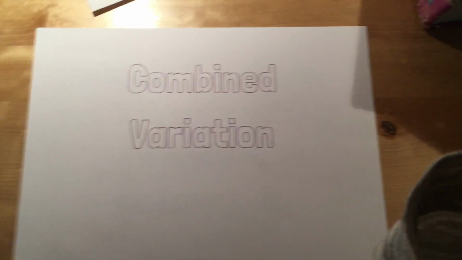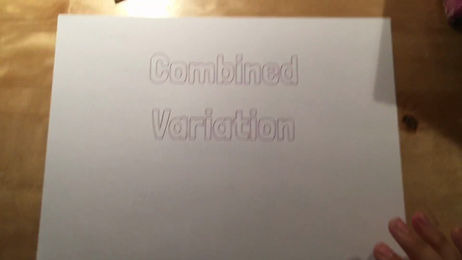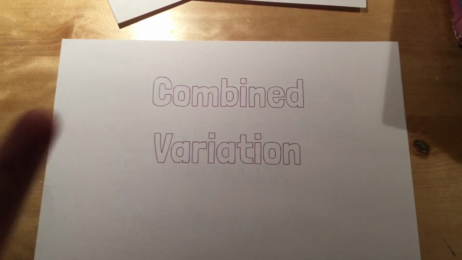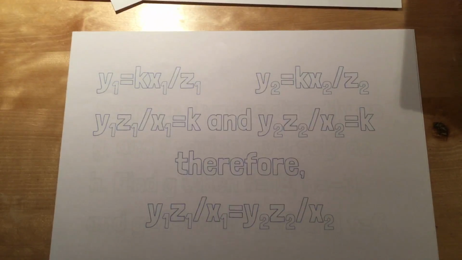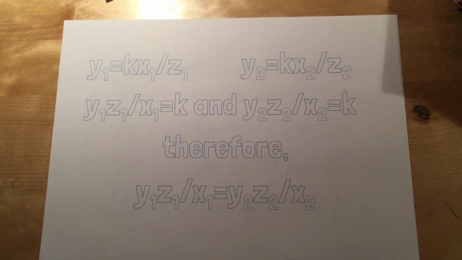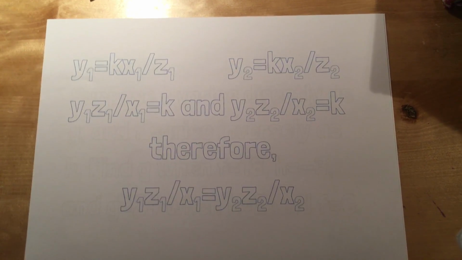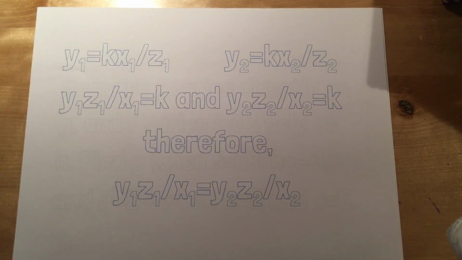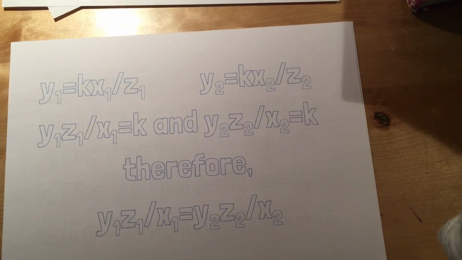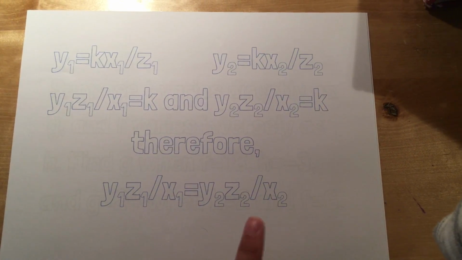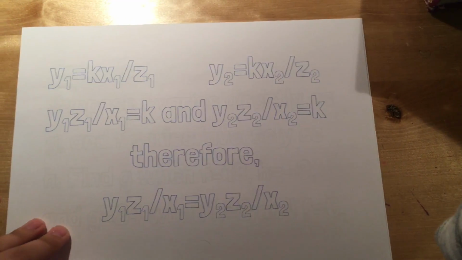Our last variation we'll be learning is combined variation. This involves all the variations we learn, so direct, inverse, and joint variations. We'll start off with two equations: y1 equals kx1 over z1, and y2 equals kx2 over z2. Get the k's on the outside, cross them out, and then you'll end up with y1z1 over x1 equals y2z2 over x2.